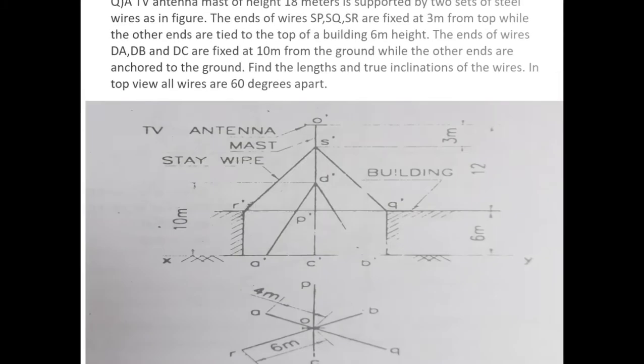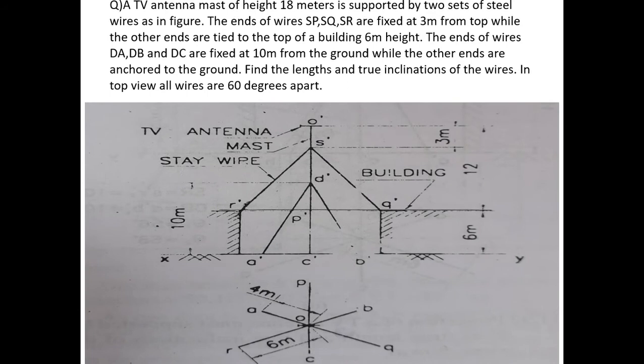Another question: a TV antenna mast of height 80 meters is supported by two sets of steel wires as in figure. The ends of wires SP, SQ, SR are fixed at 3 meters from the top, while the other ends are tied to the top of a building 6 meter height. The ends of wires DA, DB and DC are fixed at 10 meters from the ground while the other ends are anchored to the ground. Find the length and true inclination of the wires. In top view, all wires are 60 degrees apart.